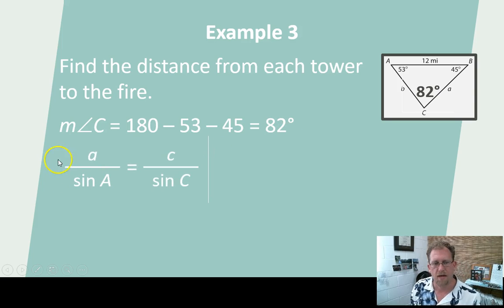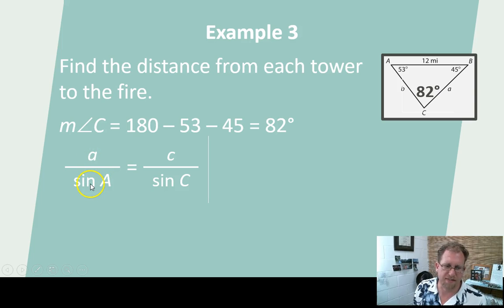Okay, all right. A over sine of A equals C over sine of C. Sorry, C over sine of C. So I know this side length, and I know this angle measure. That's my ratio, that's my proportionality. I'm going to use that to figure out what this one is.